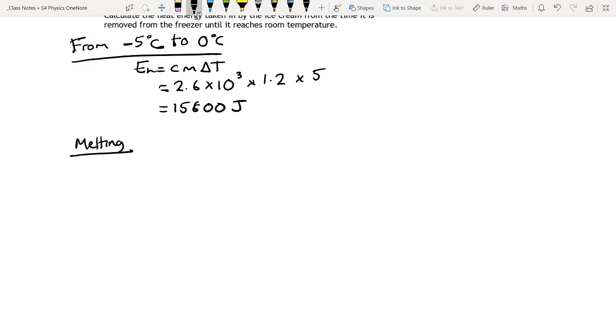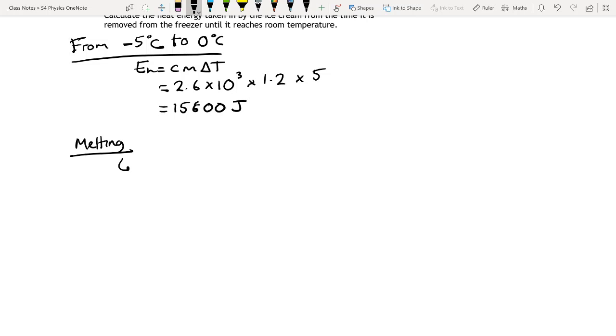It would probably be 5 marks, because you've got EH equals Cm delta T, EH equals mL, so 2 marks for the equations, then 2 marks for the answers, and then 1 mark for adding them all together, probably.